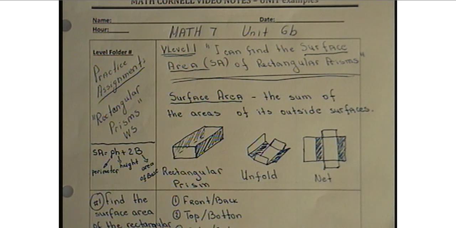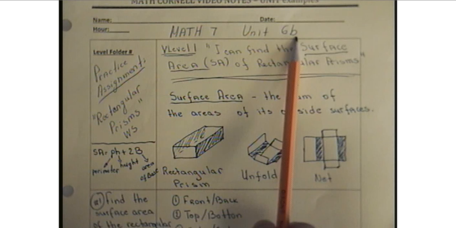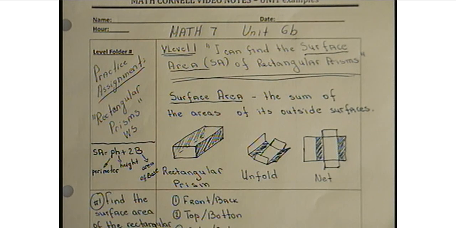Hello everyone. So today we're going to talk about the second part of the geometry unit, and that will be unit 6b. Through this unit we will talk about cylinders, finding their surface area, rectangular prisms, and the volume of the cylinder and other prisms. Pretty much there will be discussions about 3D shapes and solving word problems.